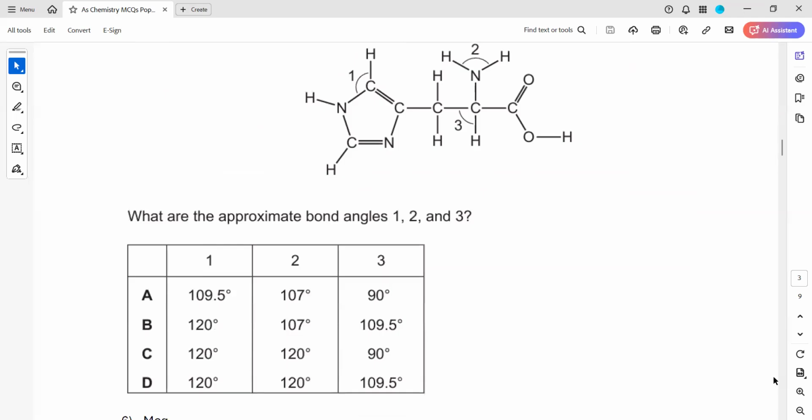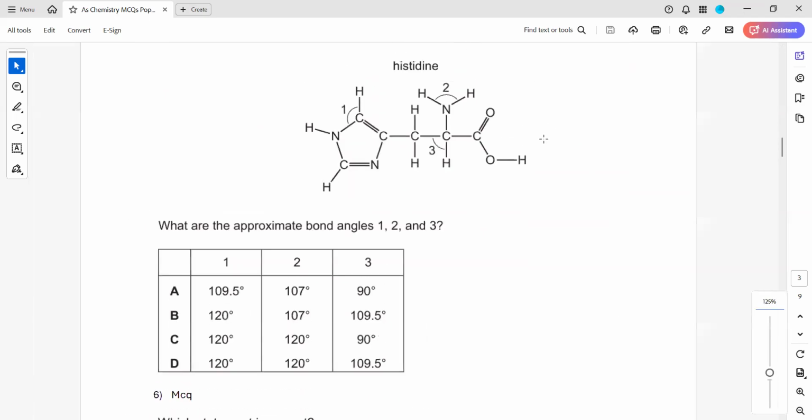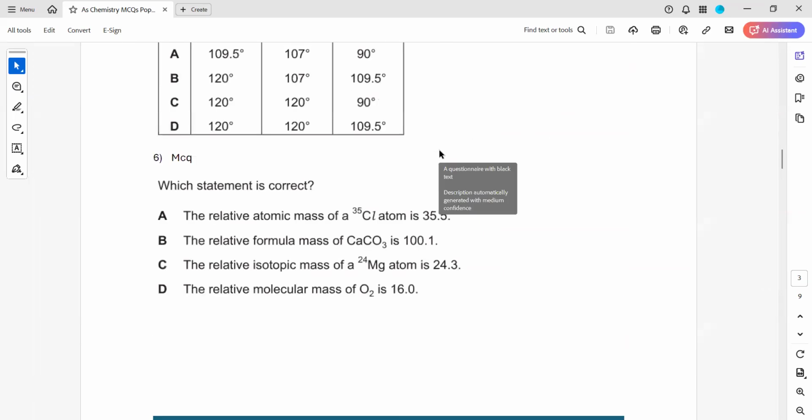For those who just joined now, this is the weekly Pop Quiz 13. We are discussing the Pop Quiz first, and then we'll start the topic. First, we'll start with alcohols and halogenoalkanes, and the second part will start from topic 1. Question 6, any doubt?